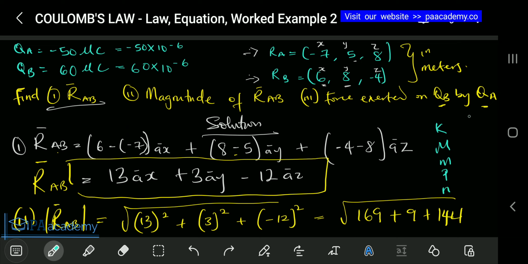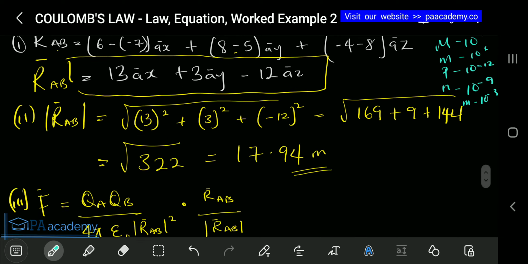Since I mentioned it, let me just write it. Kilo will be times 10 raised to power 3. Micro is 10 raised to power minus 6. Pico is 10 raised to power minus 12. Then for nano, which is n, it is 10 raised to power minus 9. If it is capital M, that is mega, which is 10 raised to power 6. Exactly. And if it is small m, that's milli, which is 10 raised to power minus 3. So you just need to take note of that.